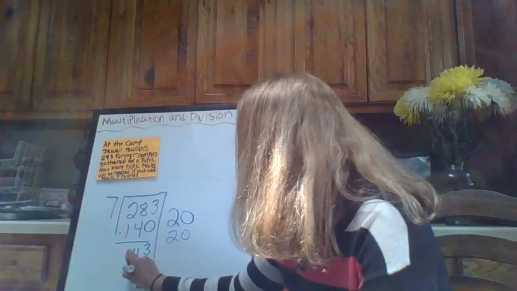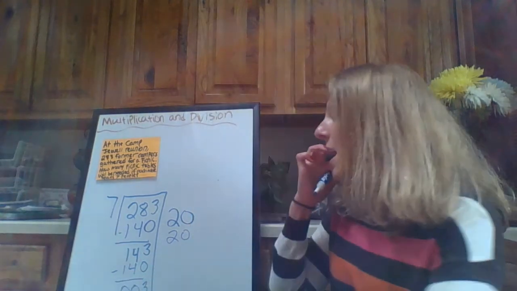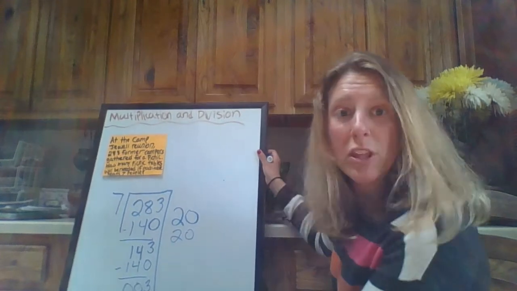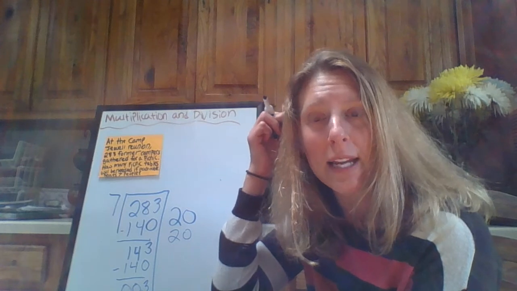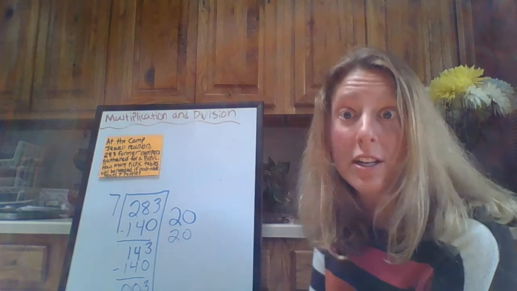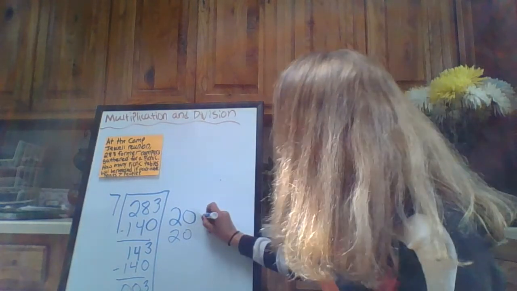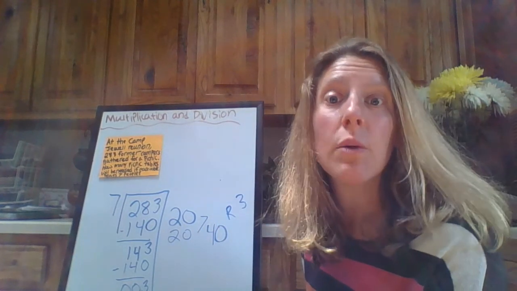20 times 7 is 140. And then I subtract. 3 minus 0 is 3. So now I know I have a remainder of 3, which means there are going to be 3 extra people that are not at a table. I'm going to keep that in mind as I think about my answer to the question, which is how many picnic tables will be needed. So 20 plus 20 is 40. Remainder 3. So my answer should be 41 tables.